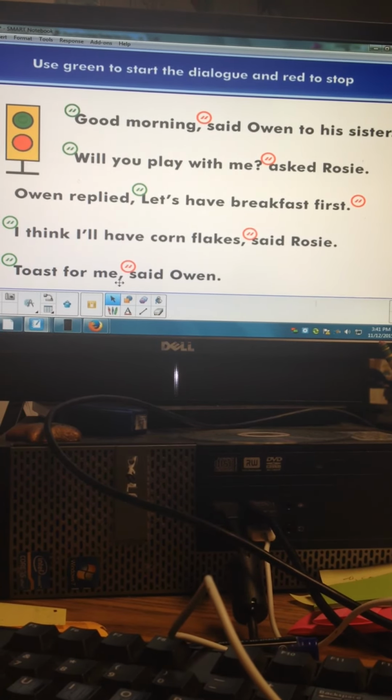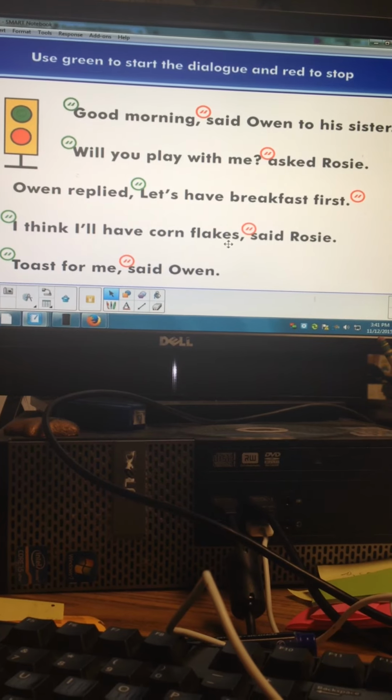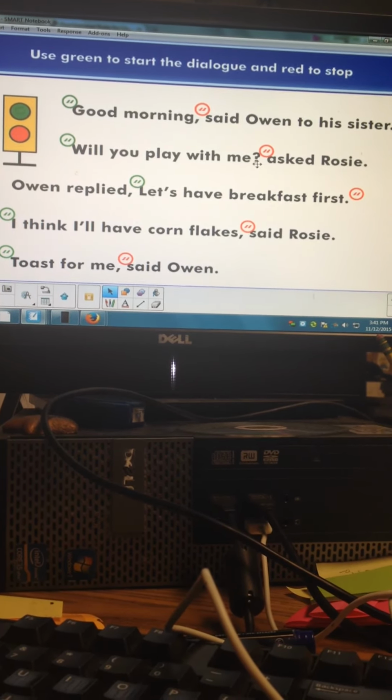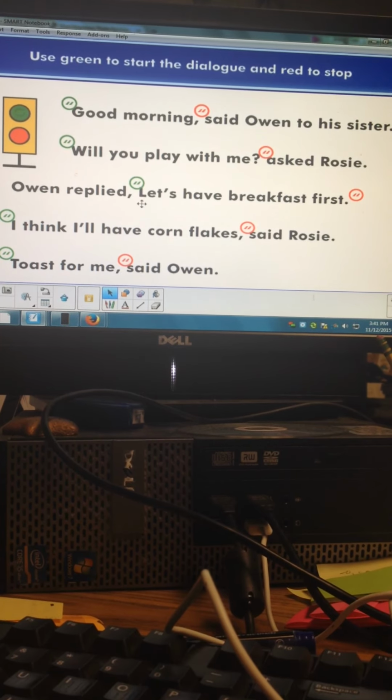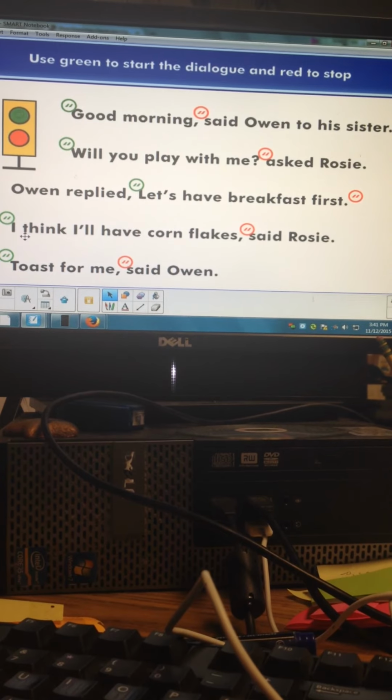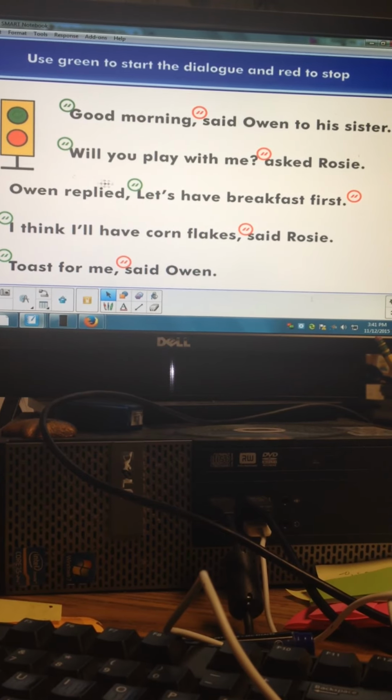Notice that the punctuation is always going inside the quotation marks. There's a comma here. Here it's a question mark. Notice also there's always a capital letter at the beginning of the quote, whether it's in the beginning of the sentence or the end.